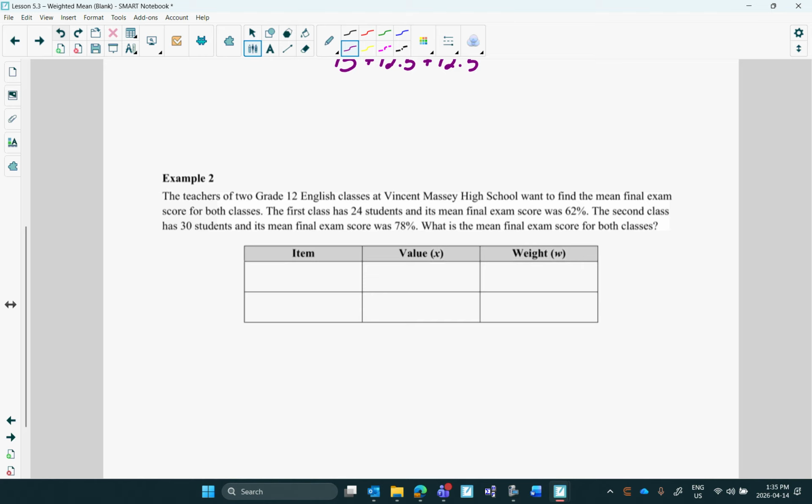They're not even. Because they're not even. Exactly. If they were even, if they both had 24, I could do that. If they both had 30, I could do that. But as soon as they have different numbers, I have to use that weighted mean formula. So the two items are the first class and the second class.